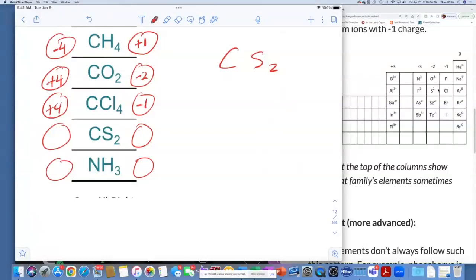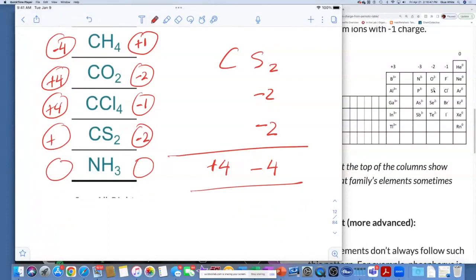CS2. Right here, each sulfur is -2, -2, -2, total -4. Each carbon has to be +4 for the whole thing to be neutral, right? -2 each sulfur, each carbon is +4.